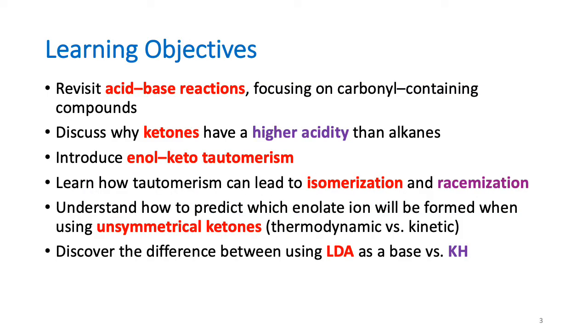Here are our learning objectives, just revisiting all these. We've already taken care of acid-base reactions and why ketones have a higher acidity, and we've introduced enol-keto tautomerism. Today, I'm going to talk about these three learning objectives: isomerization and racemization. We're going to understand how to predict which enolate ion will be formed when using unsymmetrical ketones, thermodynamic versus kinetic. We've heard of these terms up to this point in class, and we were looking at the conjugated dienes back in chapter 10.